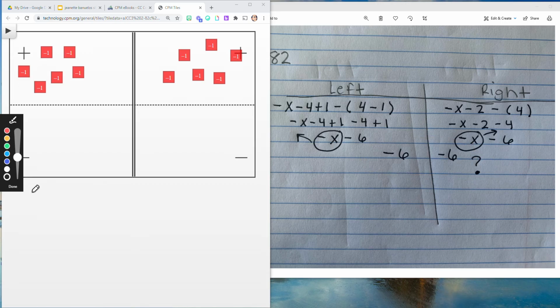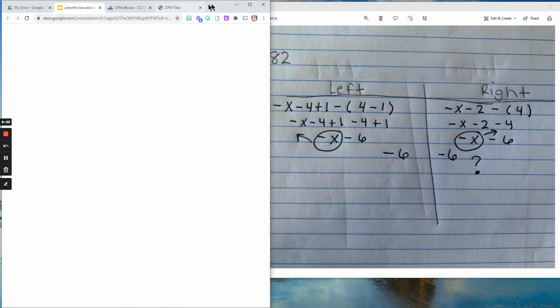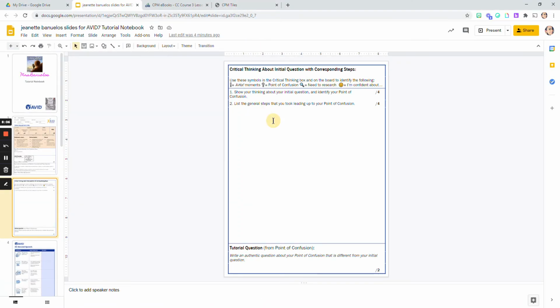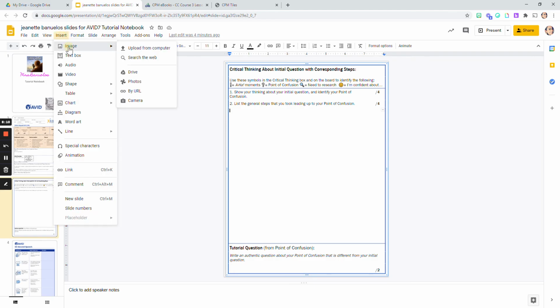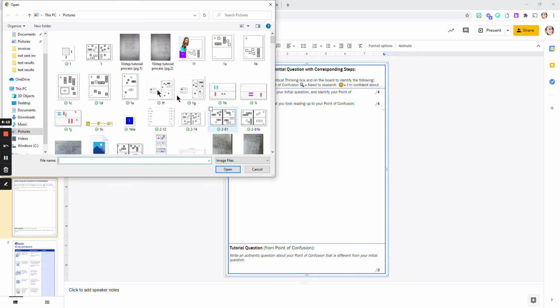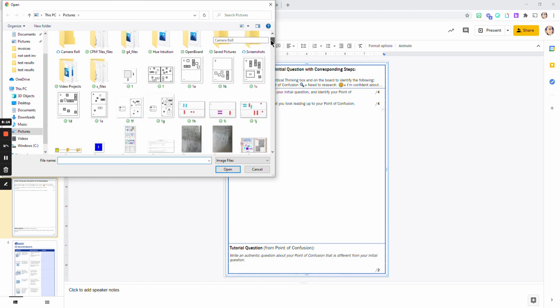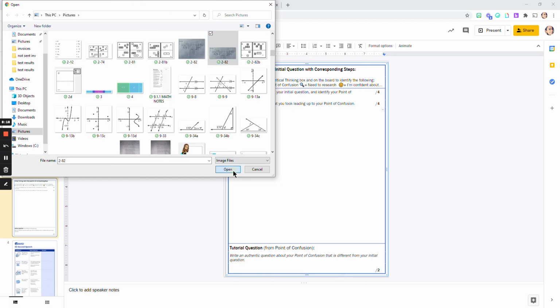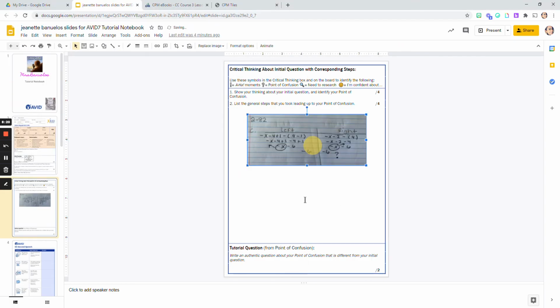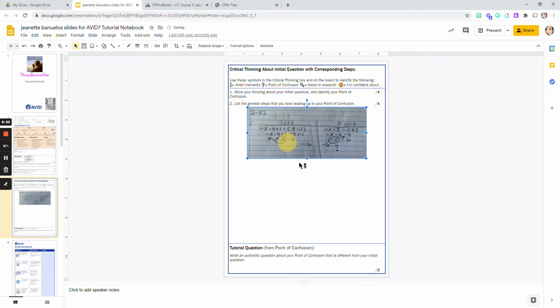So if I come back here to my TRF, what I'm going to do is insert my work. So I'm going to go ahead and upload the image. I'm going to take a picture of the work that I did, and I'm going to find it and upload it into this critical thinking part. So here is my work.